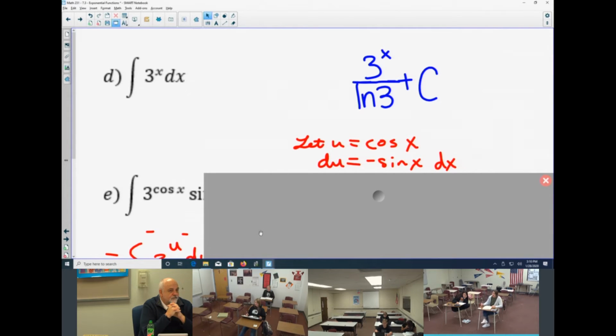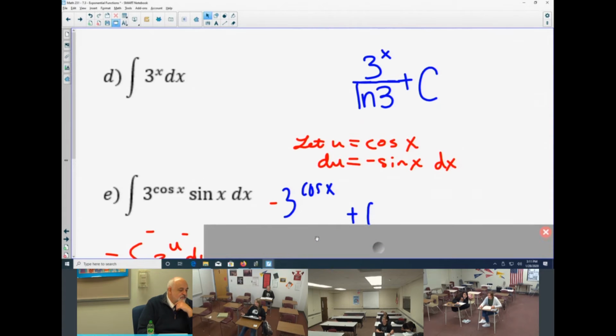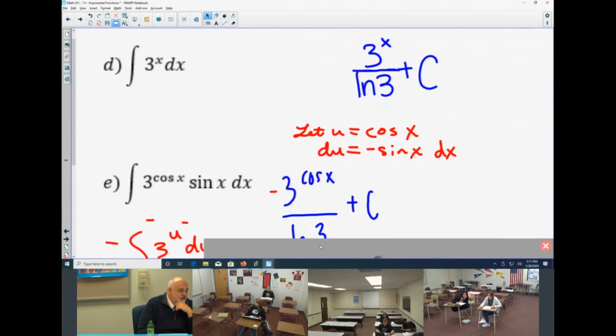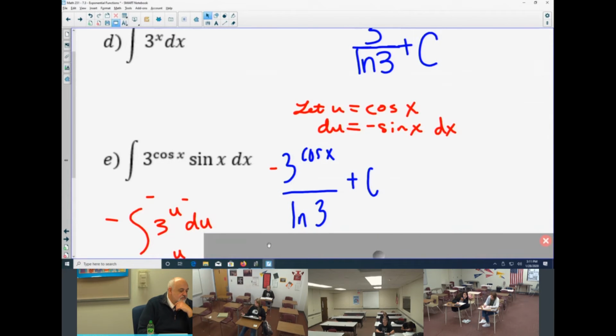I'm not totally sure, but I'm pretty sure it's negative 3 cosine x over ln 3. And I don't know if there's supposed to be sine x or not, and then plus c. Okay, so I think this is what you said, right? Right, Chloe? Isn't this what you said? Yes. Yeah, so that's correct. Oh, okay. So let's just go through it.